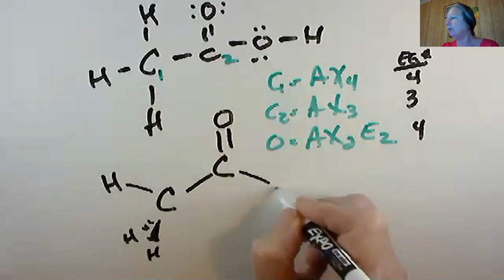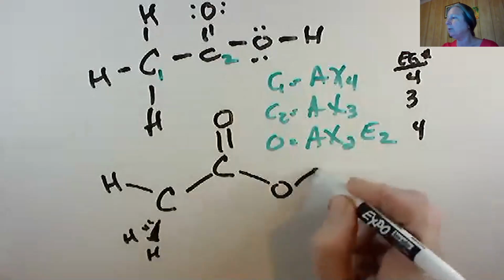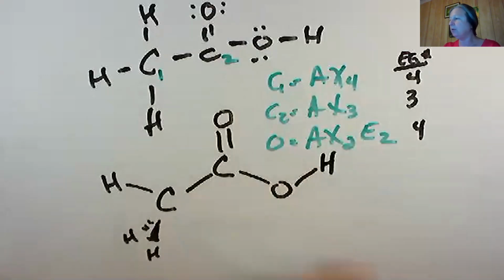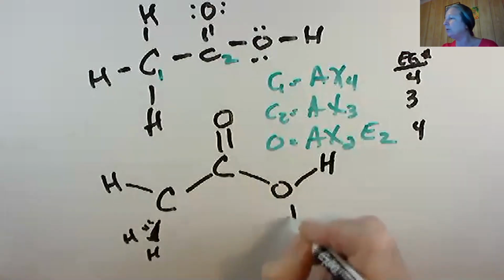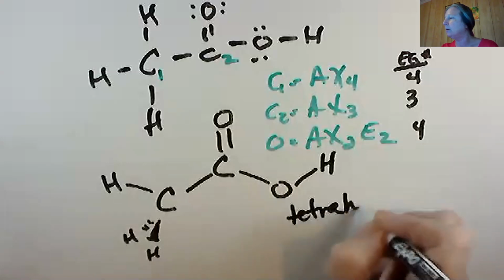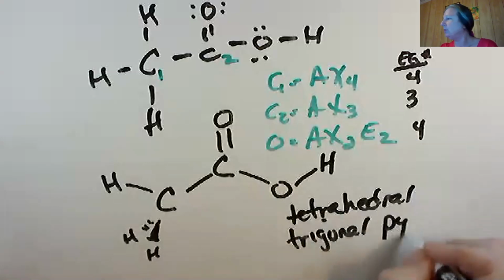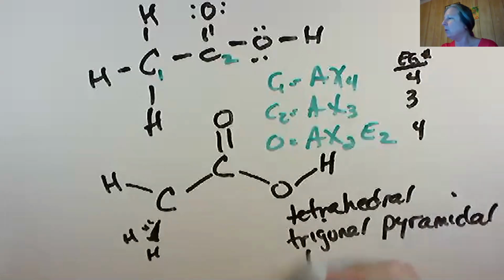So now we have an oxygen, and this is bent. You can bend it up, you can bend it down, it doesn't matter. So your shape is tetrahedral. And again, you can just write it for me, left to right. Trigonal pyramidal and bent or V-shaped. Okay, do you see that? So that's your structure there.